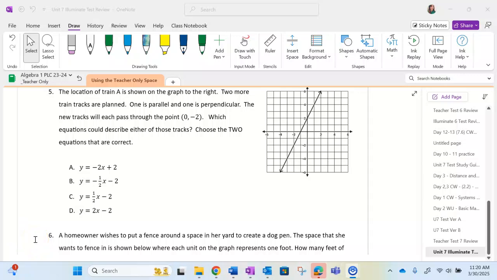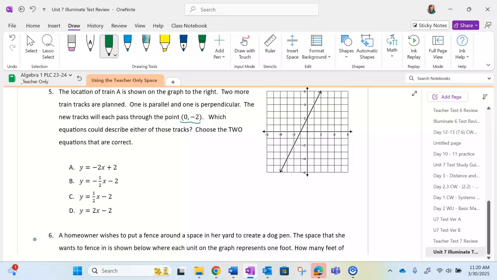All right, this is part 2 of the Illuminate review for test 7. So let's look at question 5. The location of train A is shown on the graph to the right. 2 more train tracks are planned. One is parallel and one is perpendicular. The new tracks will each pass through this point, (0, -2). Which equations would describe each of those tracks?